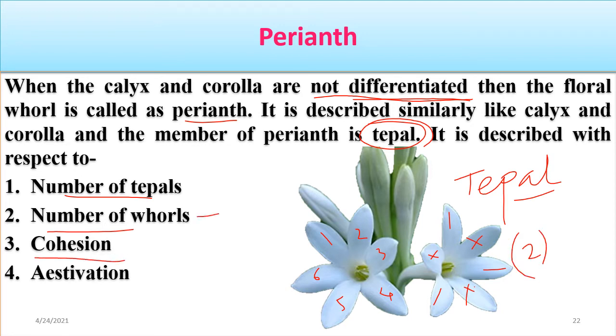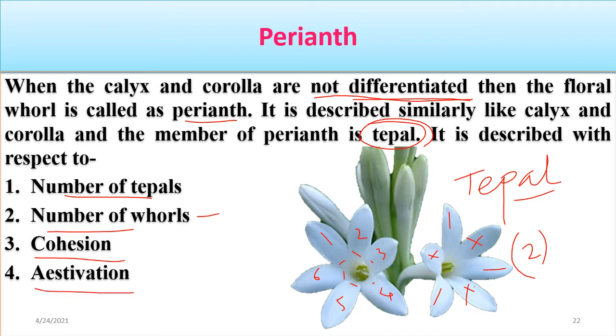Then next is cohesion. Cohesion means same to same. It means a member of a floral whorl is attached to a member of the same floral whorl, and that is called cohesion. So whether these tepals are attached to each other or not. If they are attached, then that is called gamophyllous. If they are not attached, then that is called polyphyllous.